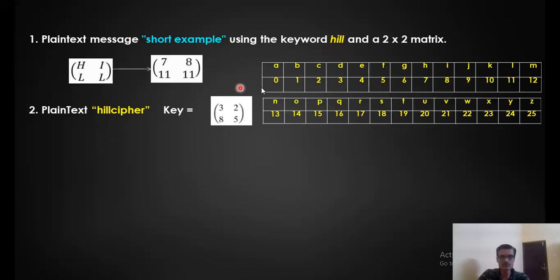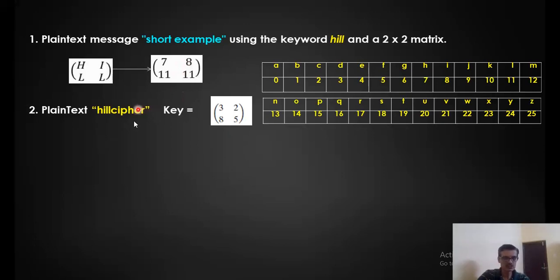So H means 7, I means 8, and L and L is nothing but 11. So I got a 2 cross 2 matrix. I have to consider only 2 alphabets at a time here, so my M equals 2. In this way, whatever keyword is given, you can translate that into the matrix.